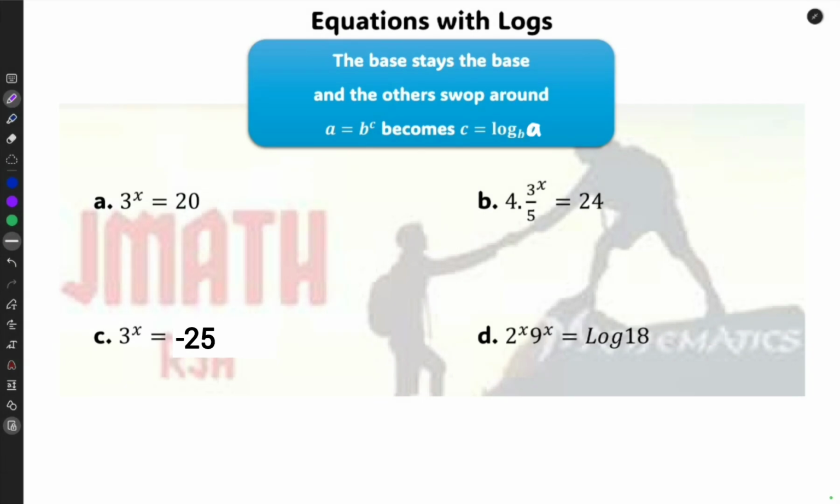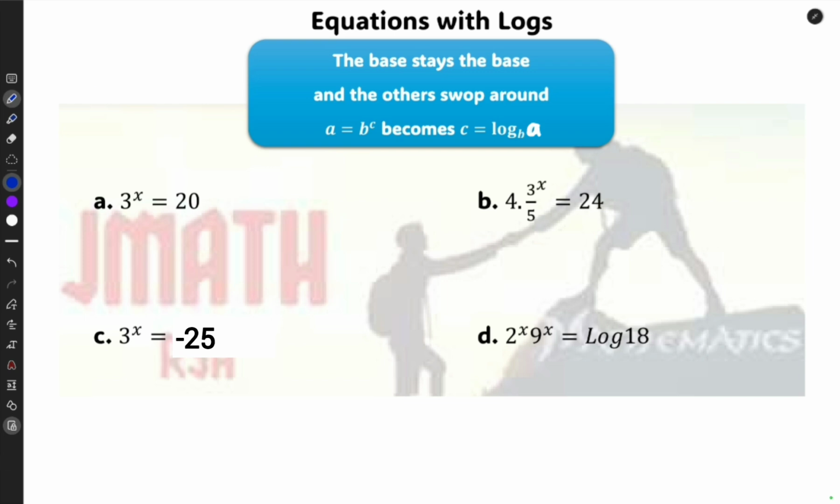The last part of chapter 2 is normally equations with logs. So let's just look at a few. This is really quite easy. Just look at the blue block. I just need to know how to rewrite something in log form. The base stays the base and the other two swap around. So let's do question A.